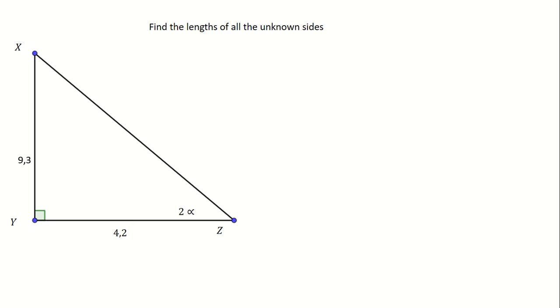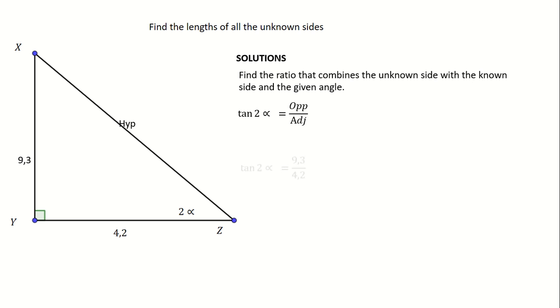So tan of 2 alpha will be equal to 9,3 divided by 4,2. You simply find the inverse tan of 9,3 divided by 4,2. It'll give you an angle, and your angle will simply be 65,70. Take that and divide it by 2 for you to solve for alpha. You will get 32,85.